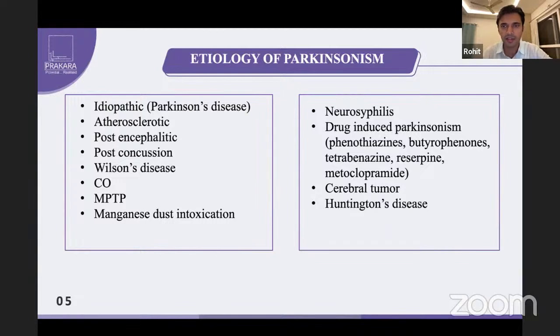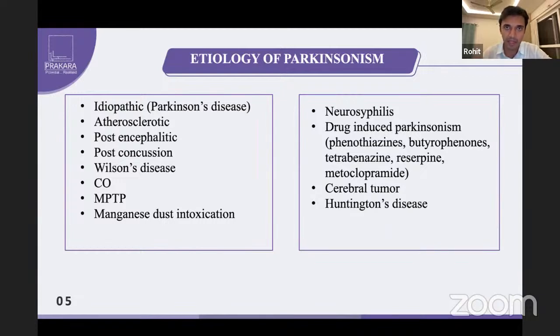Some other rare causes of Parkinson's disease are neurosyphilis. Neurosyphilis used to be prevalent a few decades ago, but later on, the prevalence of syphilis has come down due to availability of good antibiotics. But of late, we have seen a resurgence in cases of neurosyphilis where they can present with Parkinsonism or movement disorders. Or another common condition that we come across is drug-induced Parkinsonism.